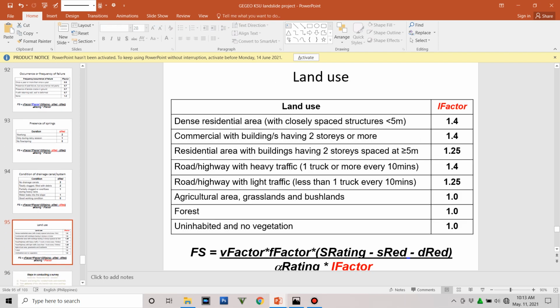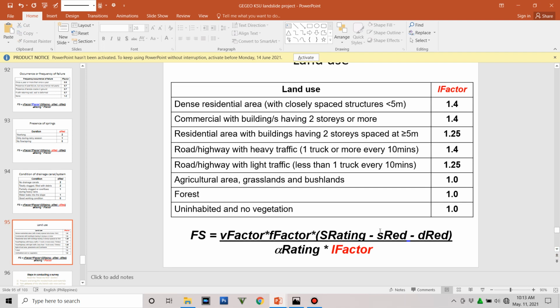Okay, so as for the land use, we have dense residential area as the highest factor. By the way, it is being multiplied directly into the angle here. Ito kasing nasa taas, ito yung mga resisting forces. Yung nasa baba, that is the driving forces. Remember that alpha rating is a driving force in a sense na yung weight component is the driving force.